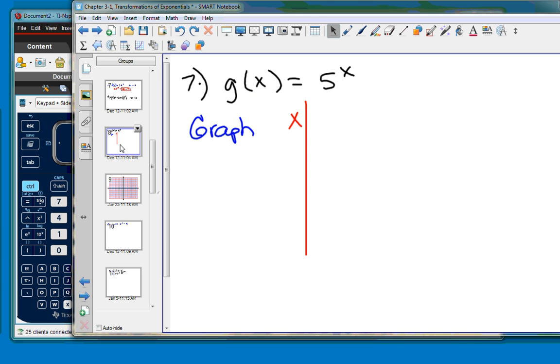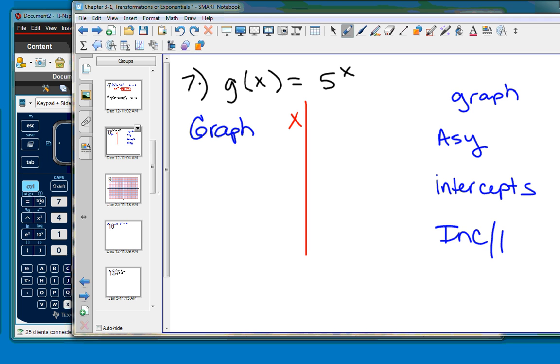Okay. Number 7 says graph the exponential function by hand. Identify any asymptotes and intercepts. Determine whether the graph of the function is increasing or decreasing. So you have 4 things you have to do. You got to graph it. You have to find the asymptote. You have to find the intercepts. And you got to tell me if it's increasing or decreasing.